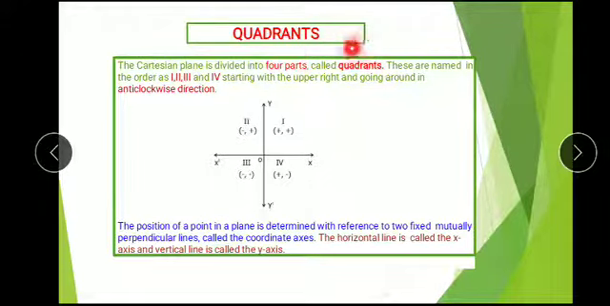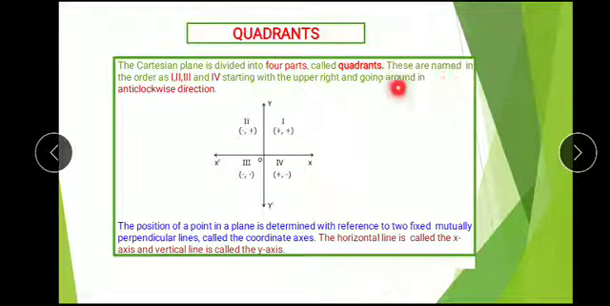Now quadrants. If I take these two coordinate axes, one is the y-axis, the other one is the x-axis. They divide the plane into four parts. You can see here 1, 2, 3 and 4. So these four parts are called quadrants. The Cartesian plane is divided into four parts called quadrants. This first part, second part, third part and fourth part.